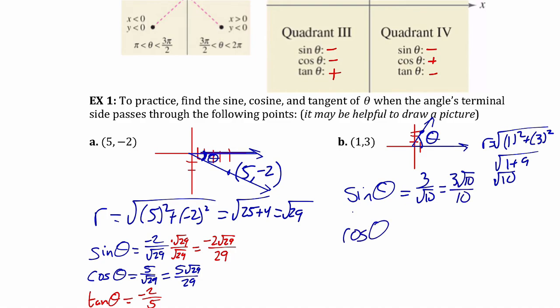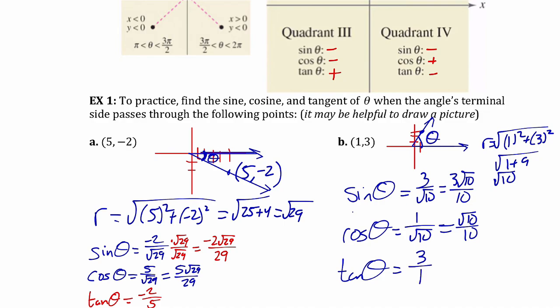Cosine is the x value divided by the radius. So we got 1 divided by square root of 10. Multiplying numerator and denominator by square root of 10, we get root 10 over 10. And the tangent is just the y value divided by the x value, 3 over 1.